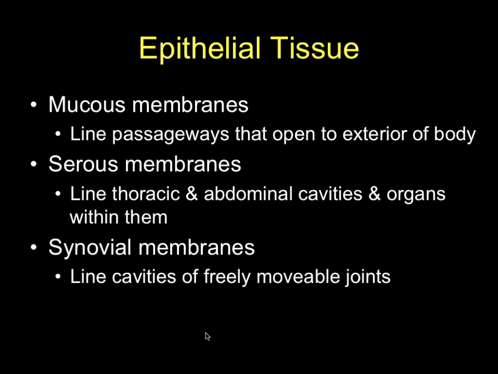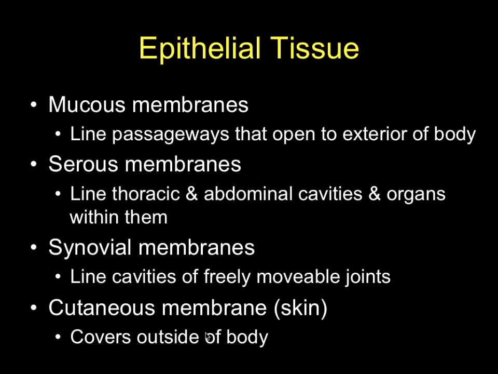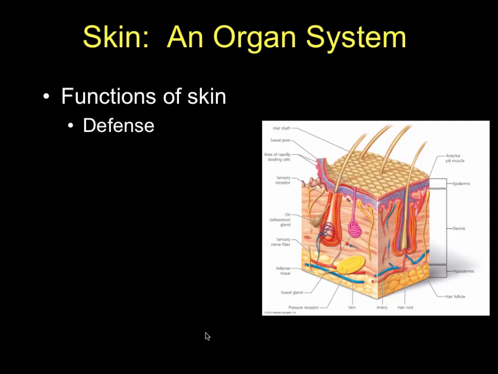So especially like in your elbow and your shoulder and your knees and your hips, there are synovial membranes which help to cushion the joints and allow them to move more smoothly so you're not having bone grinding on bone inside your joints. And then also cutaneous membrane, which would be like your skin, which of course is on the outside of your body. So lots of different kinds of membranes here to look at.